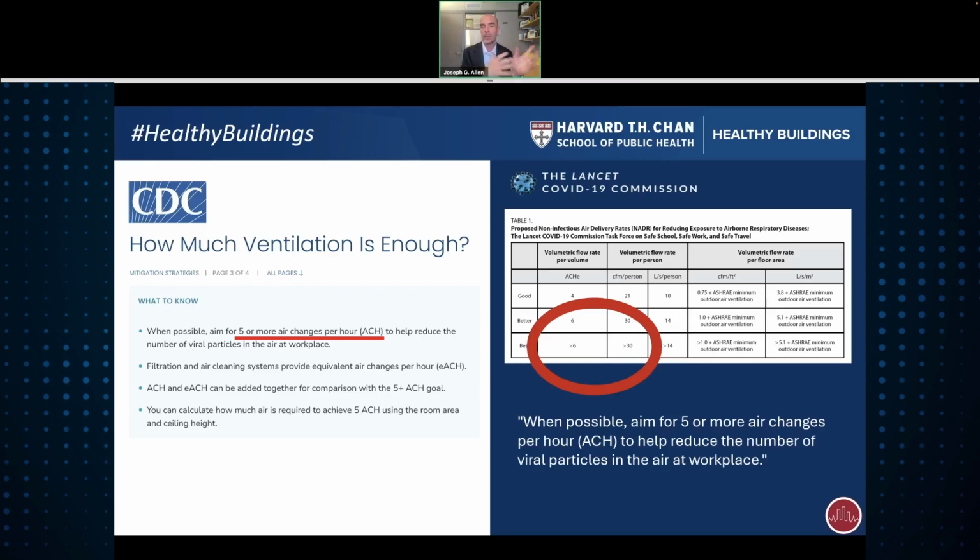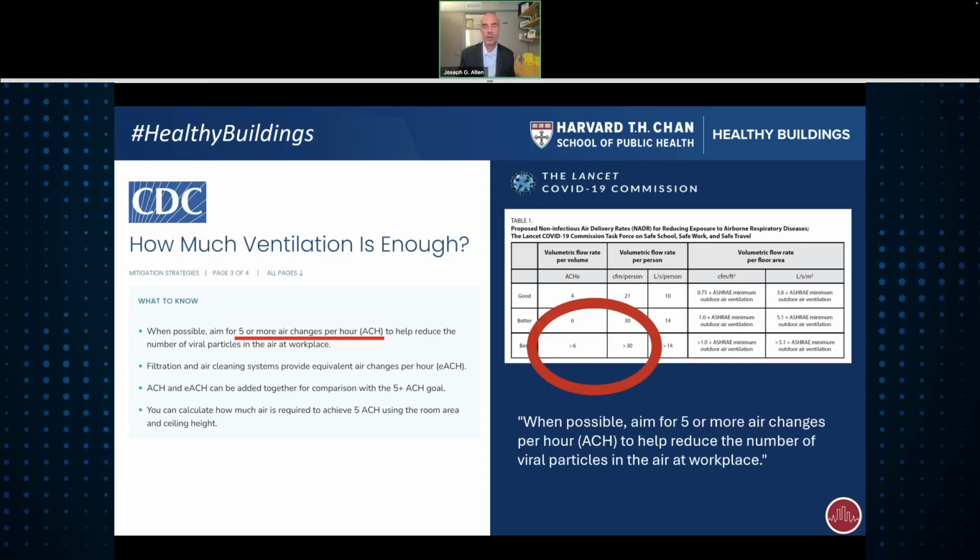They chose an air change per hour metric. Some have chosen the volumetric flow per person metric of the 30 CFM per person. You can see in the red bubble I've highlighted here how we thought about it on the Lancet Commission, 4 to 6 air changes or 20 to 30 plus CFM per person.